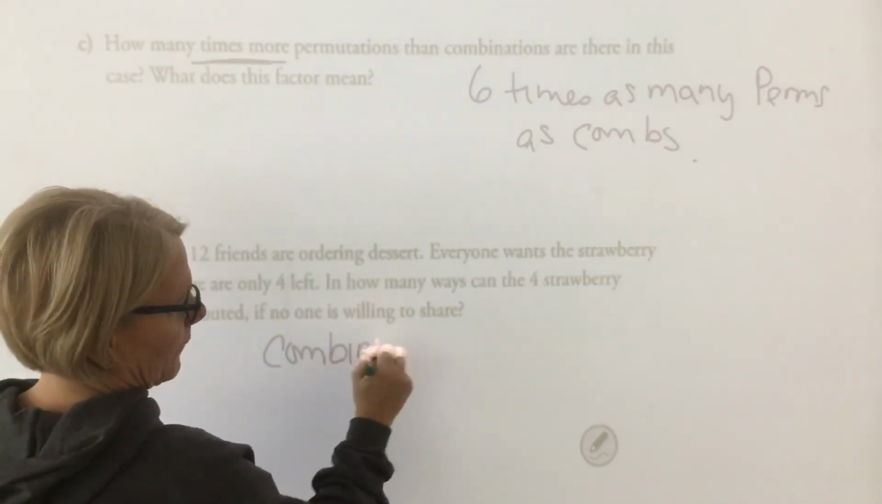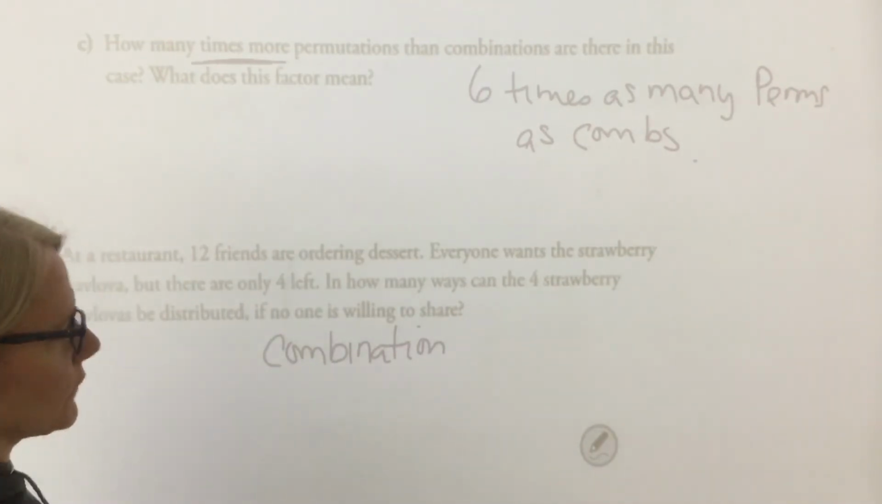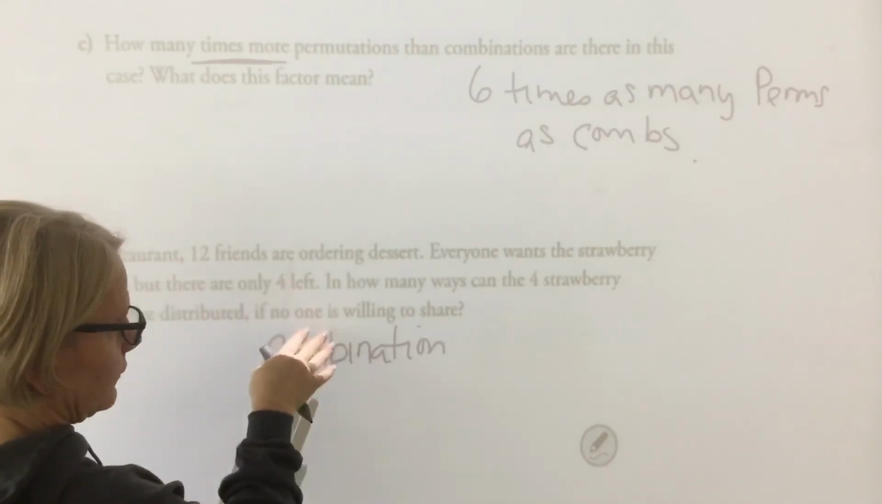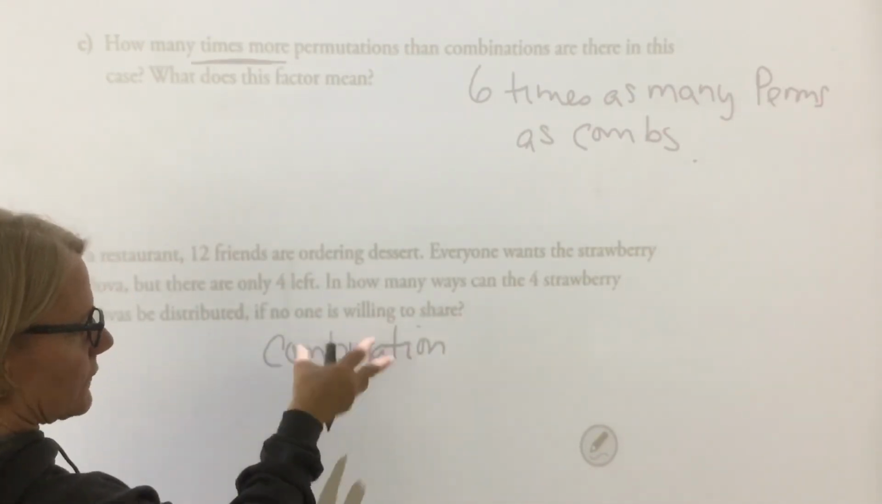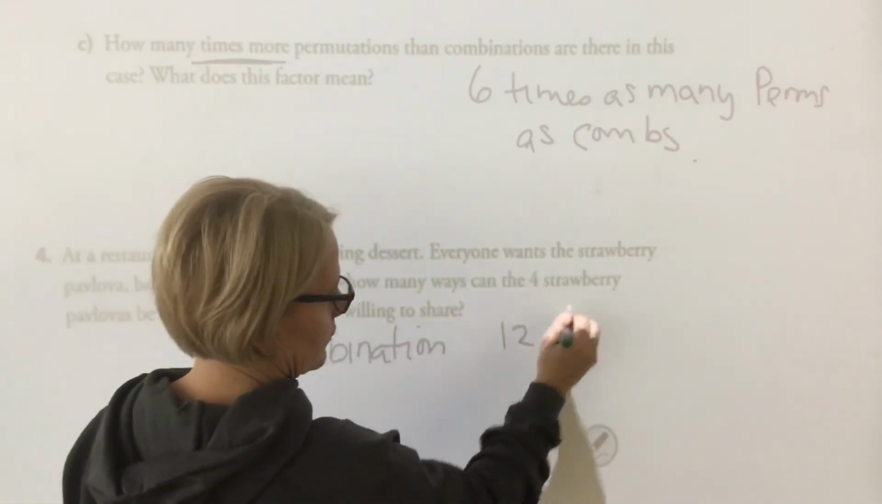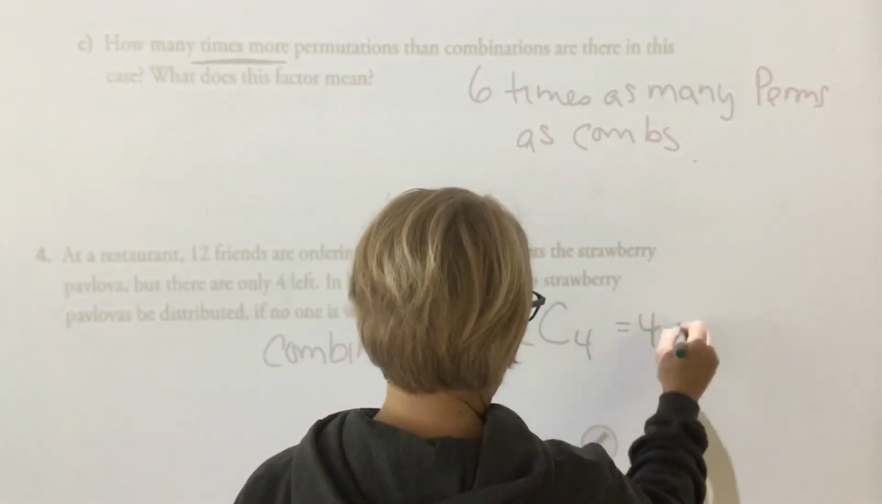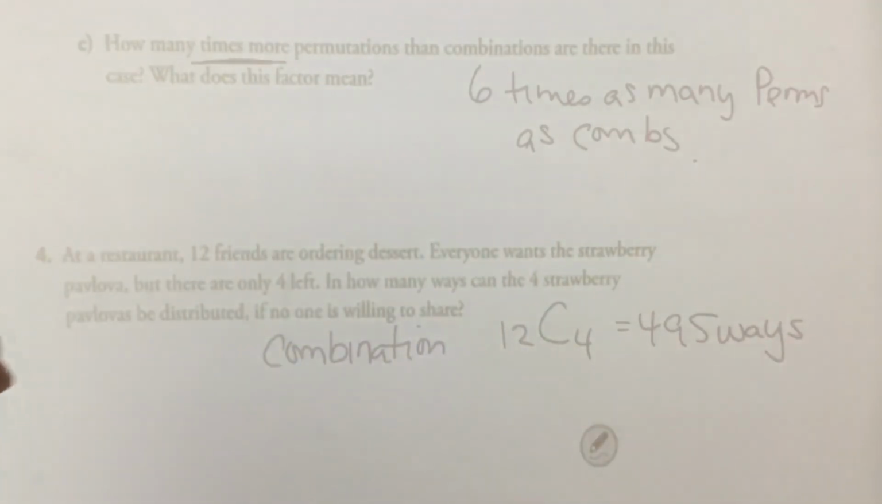So that's what you want to think about first: justify in your mind why it is a combination. This is a subset as well, so the subset makes it either a permutation or a combination. Since the order doesn't matter, it makes it a combination. So that would be 12 choose 4. So there would be 495 ways of handing out those 4 strawberry pavlovas to you and your friends.